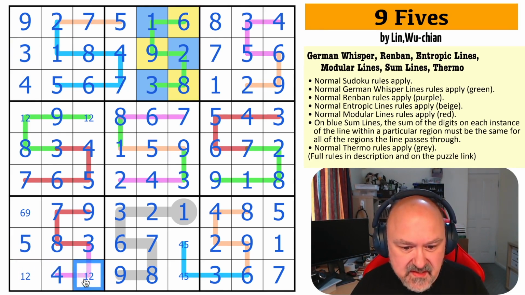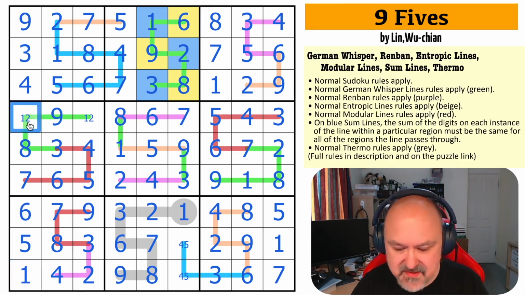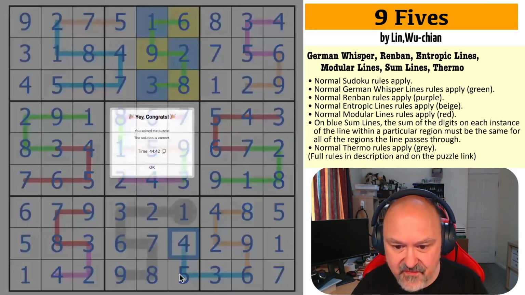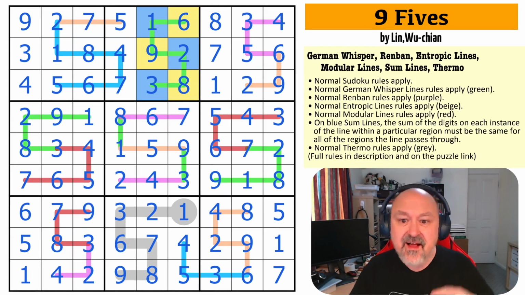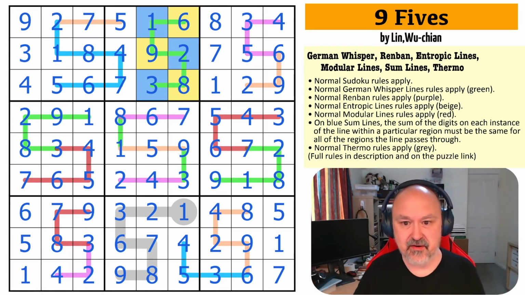How am I going to break the deadly pattern? Oh, 3 and 4 means that's a 2. For the Renban line, so this is the 1, this is the 6, which is all that's left in the box. The 1 looks up, making this 2 and this 1. The 4 looks across, making this 5 and this 4, and that is the solution to 9 5s by Wu-chian Lin. That is stunningly good.